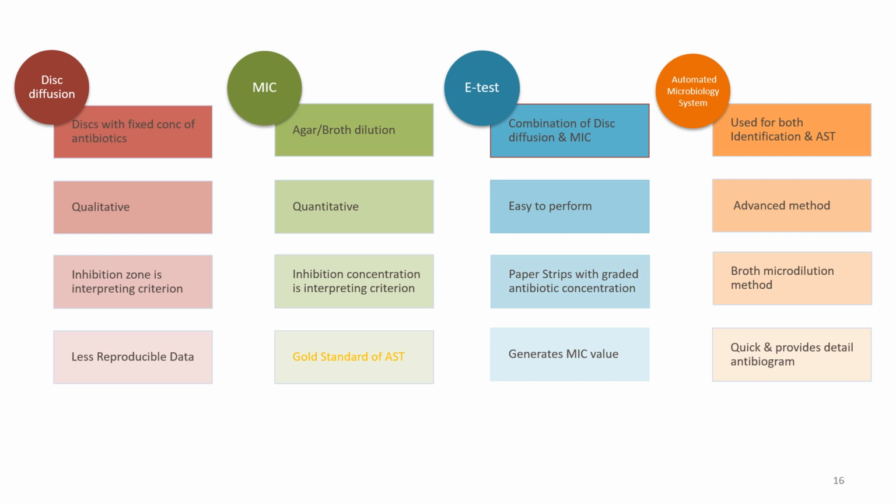E-test is a combination of disk diffusion and broth dilution. It is easy to perform, especially in low resource settings. It gives MIC values. Automated methods are used for both identification as well as sensitivity. The advantage of the automated method is that we get a real-time antibiogram too, either pathogen-wise, sample-wise or department-wise. It provides an automated advanced method of MICs, and broth dilution is the principle. It is quicker and provides a detailed antibiogram.